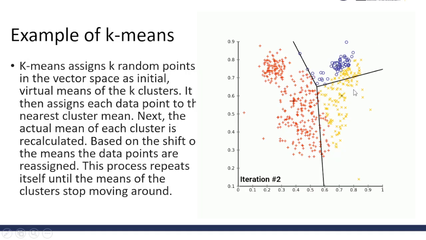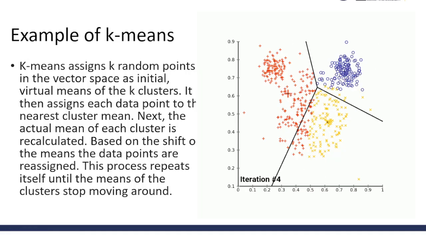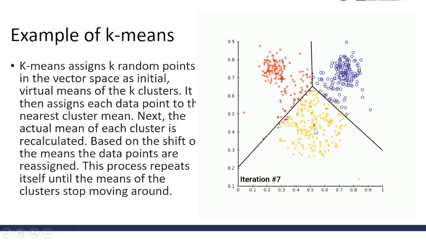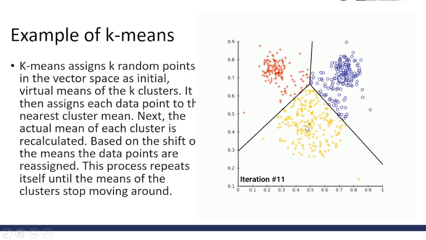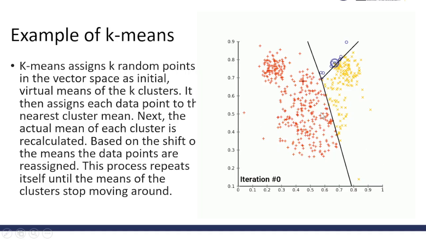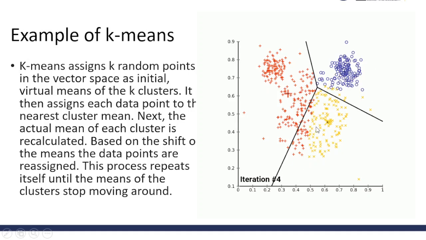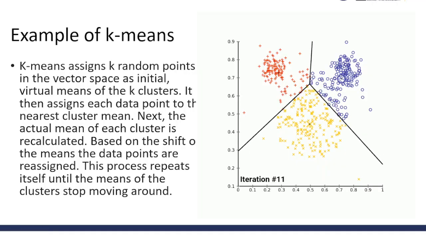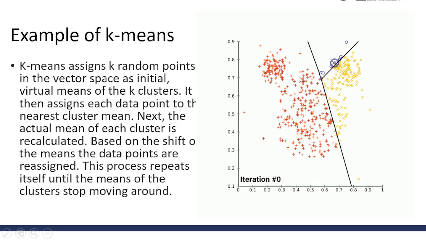See, this is one example for k-means. See, the centroid gets updated every time. And now you can see that when it comes to iteration 11, 12, 13, 14, there is very little difference that happens in the centroid.